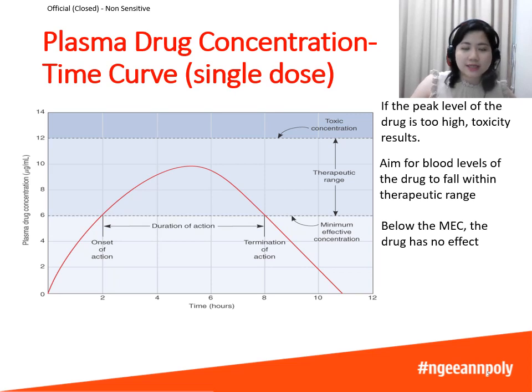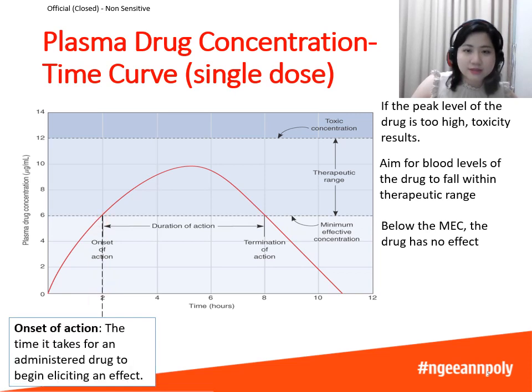Now let's take a look at the red line, which is the plasma drug concentration time curve. As the drug gets absorbed, the concentration increases. Once the concentration reaches the minimum effective concentration, the drug will start to take effect. This is known as the onset of action. In this example, you can see that the onset of action occurs at 2 hours.